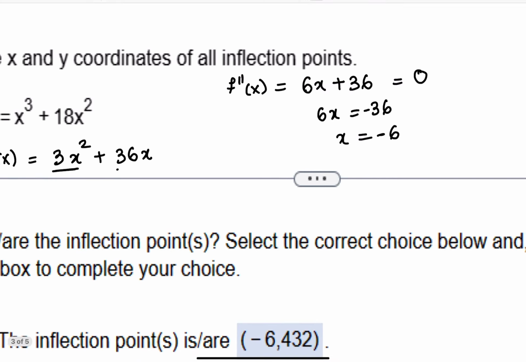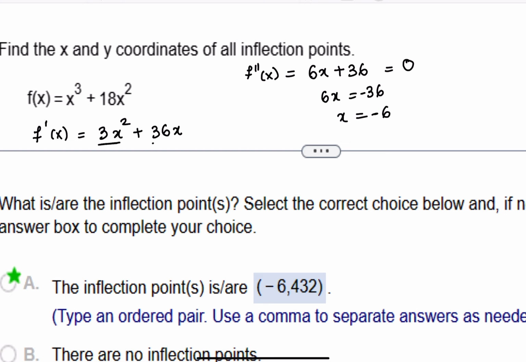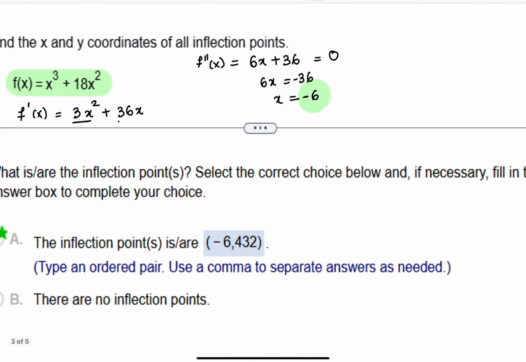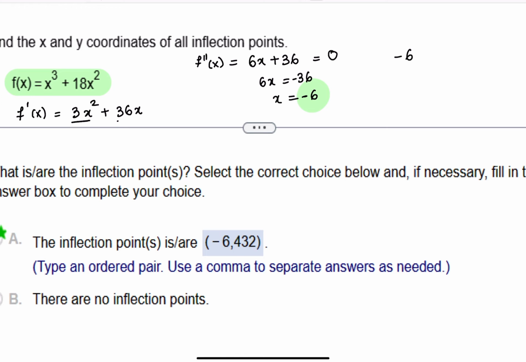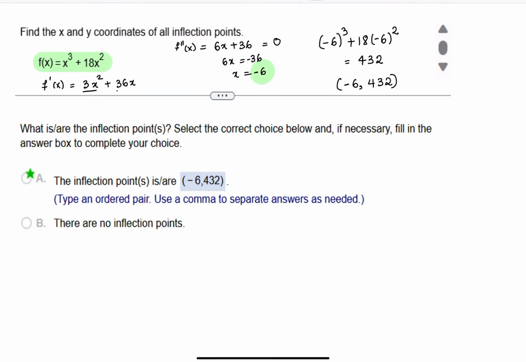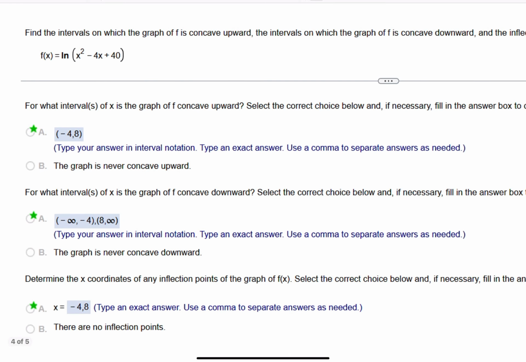And once I have this, I will plug my negative 6 into my function. To do that, I'm going to use the space here. It is negative 6 cubed plus 18 times negative 6 squared, which gives me 432. So my inflection point is negative 6, comma 432. All right.